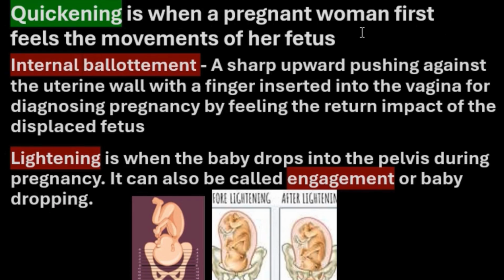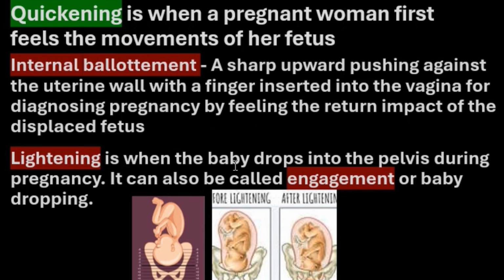Quickening is when a pregnant woman first feels the movement of the fetus. Internal ballottement is a sharp upward pushing against the uterine wall with a finger inserted into the vagina, for diagnosing pregnancy by feeling the return impact of the displaced fetus. So here quickening is the fetal movement felt by the mother or pregnant woman, and internal ballottement is the fetal presence felt by the examiner during the examination of the vagina.